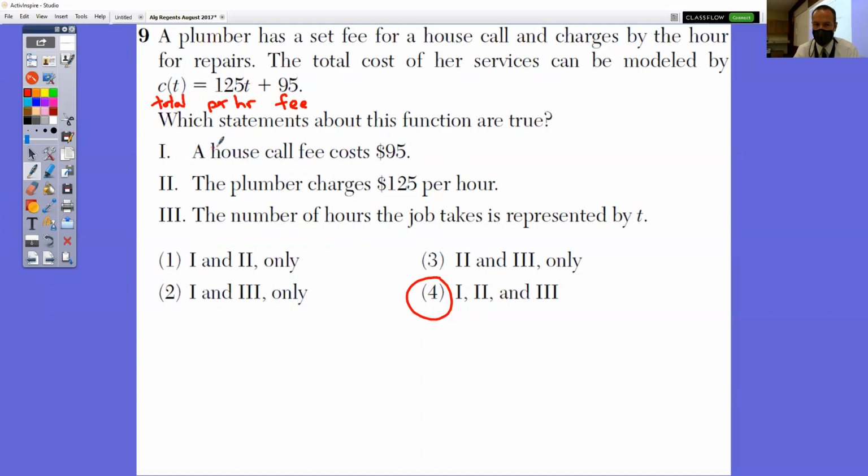Well, if we look at statement number 1, a house call fee costs $95. Yes, that's this plus 95. So that's true. The plumber charges $125 per hour. 125 times the number of hours, that's true. The number of hours the job takes is represented by T for time. That's true. All 3 of them are true, which is choice number 4.